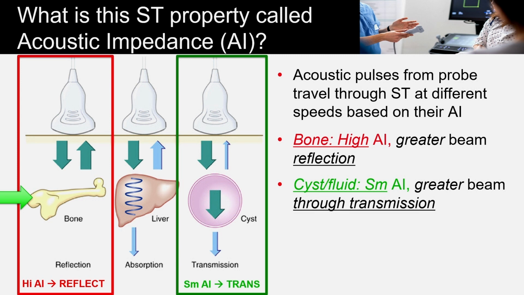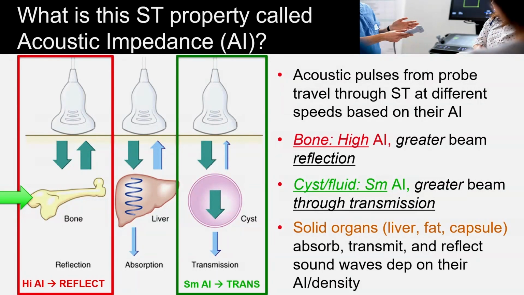So again, through transmission. Everything else falls a little bit in the middle when you have the liver, the thyroid, the heart, and other complex soft tissue structures that either absorb, transmit, reflect, or refract the sound waves, and depending upon its composition, depending upon its density or acoustic impedance properties, we get various gray signals right in the middle of those 2.